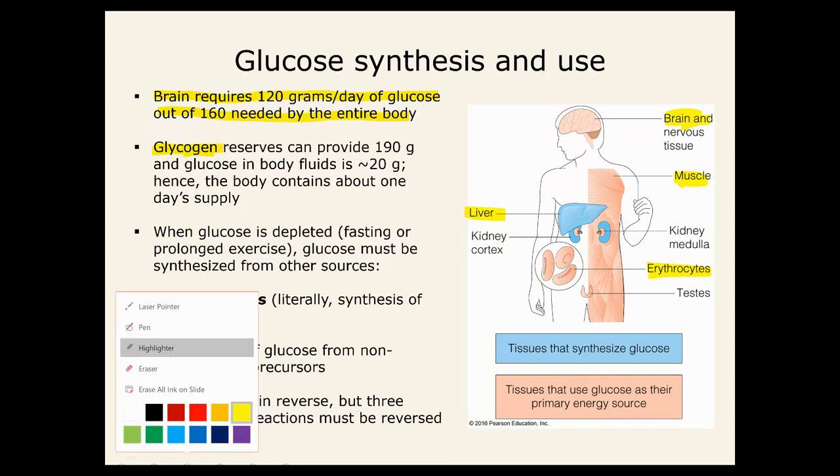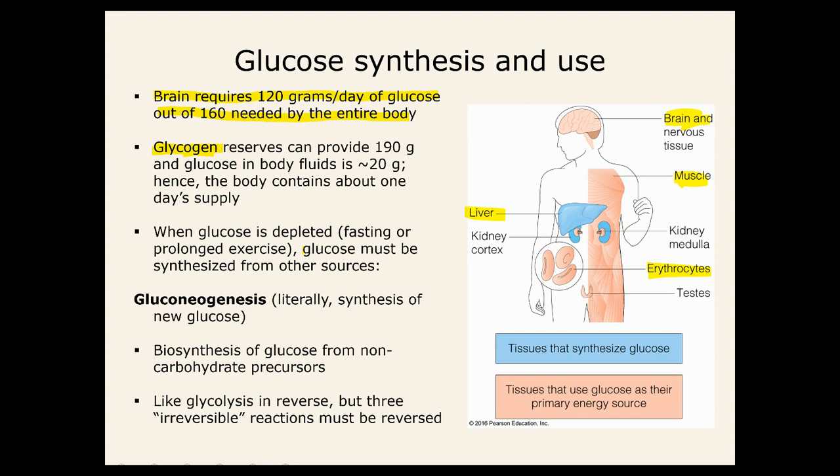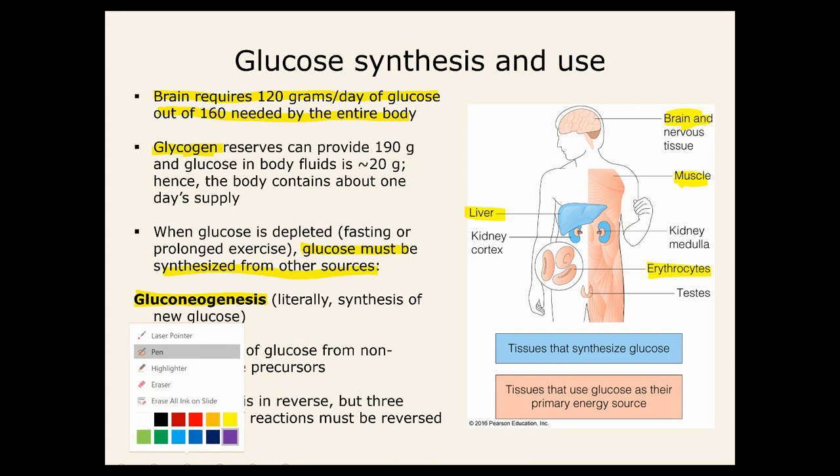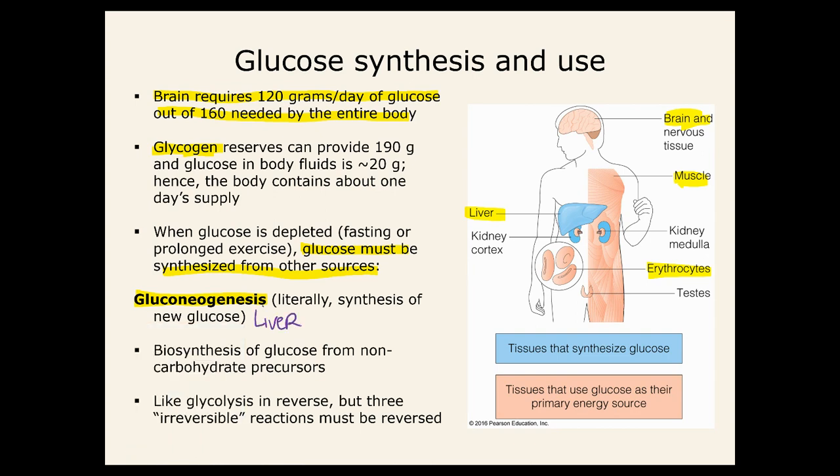The other important fact is that if glucose is depleted, glucose must be synthesized from other sources. This is gluconeogenesis. I'm not sure if in your bio classes you talk a lot about gluconeogenesis, but it is going to be huge for us. Gluconeogenesis is primarily done in the liver, so the liver is a huge place for gluconeogenesis. It's the making of glucose from non-carbohydrate precursors. In a few minutes, we'll talk more about that.